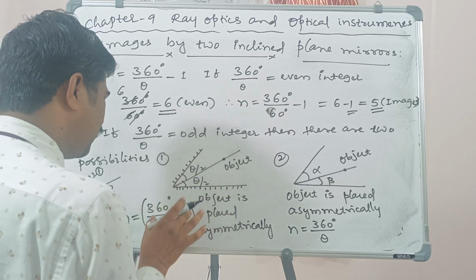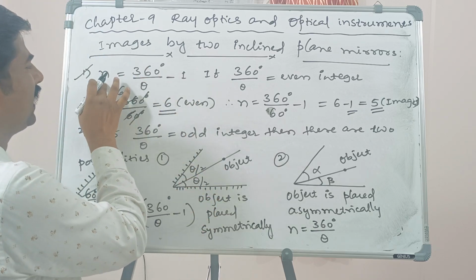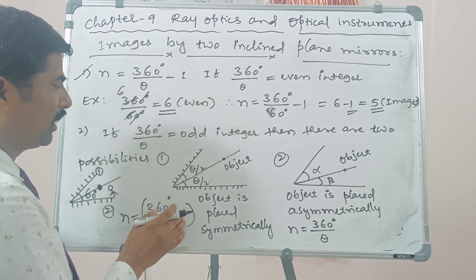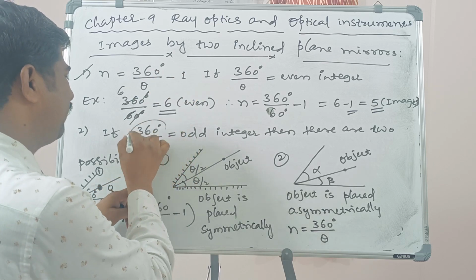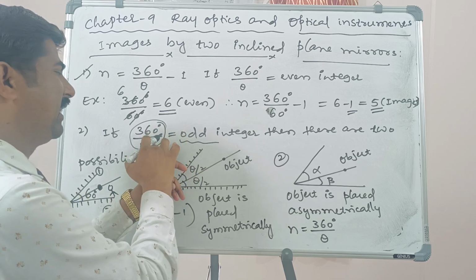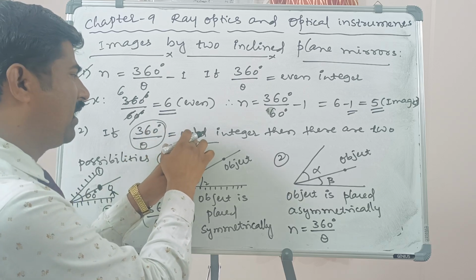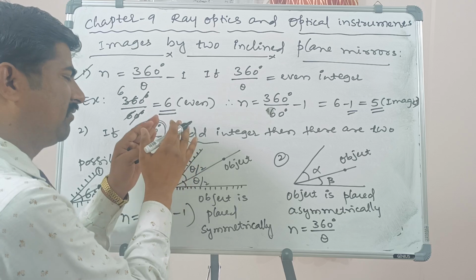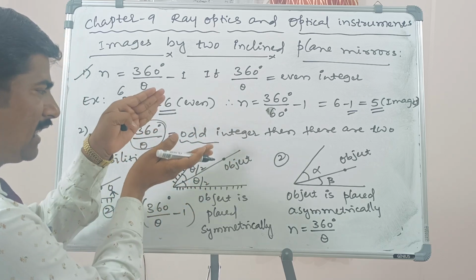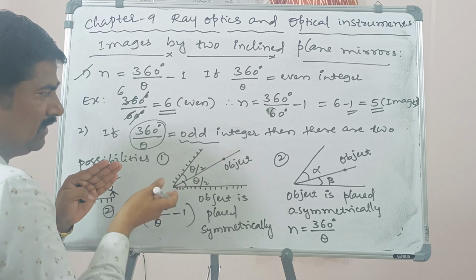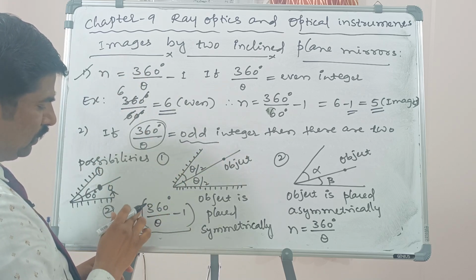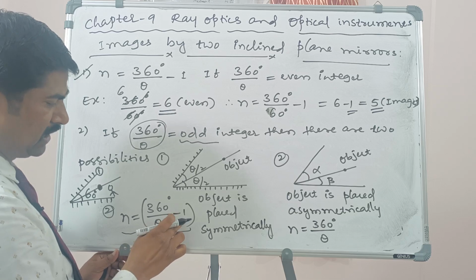In this case, we use the same formula, that is n equals 360 degrees divided by theta minus 1. This applies even when you get this value as an odd integer. Suppose, for example, you get 360 degrees divided by theta as 3 or 5 or 7. In that case, if the object is placed symmetrically, exactly midway between the two mirrors, we also use the same formula, n equals 360 degrees divided by theta minus 1.